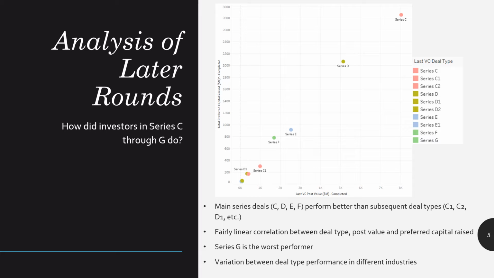There's a pretty clear linear correlation between these two variables when comparing the deal types. The main deals, C, D, E, and F, perform the best, followed by the subtypes, C1, C2, etc. Series G, D2, and E1 are the worst performers, clustered at the bottom of this chart. Interestingly enough, some later deal types actually perform better than the earlier types in certain industries. For example, Series E and F do well in the semiconductor and healthcare industry.